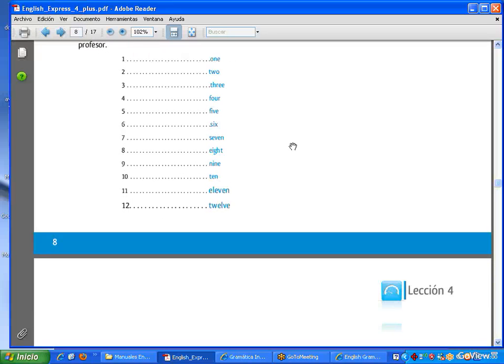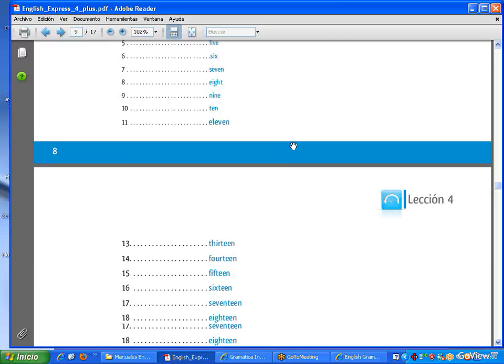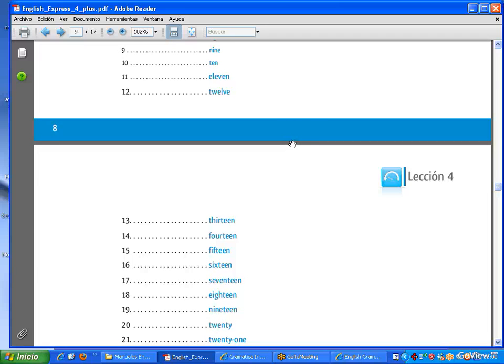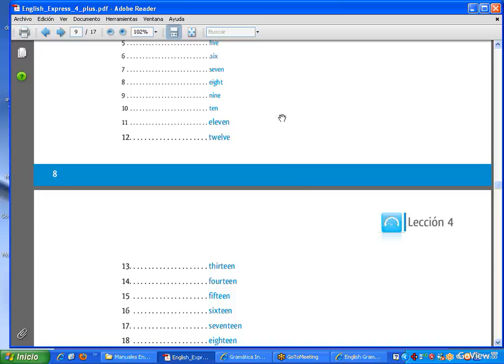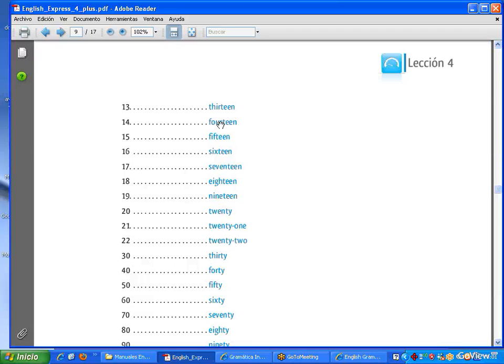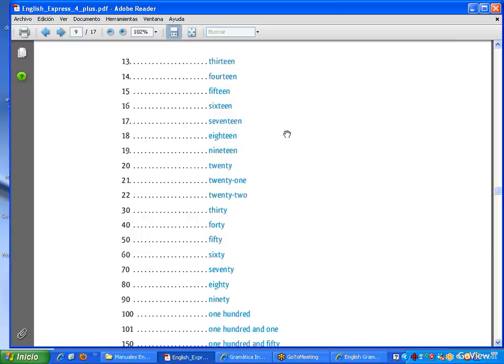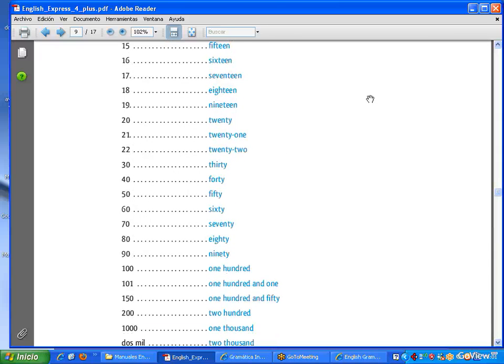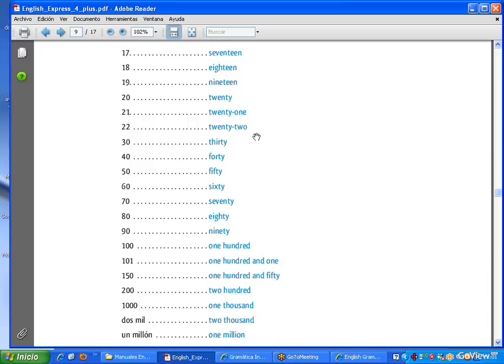After 10, we have 11 and 12. And then we go to 13, 14, 15, etc. to 20. Then you see the form 21, 22, 23, etc. till you get to 29, 30, 31, 32, 33, etc. 40, 41, 42. Okay?